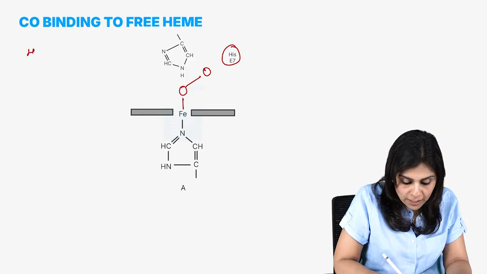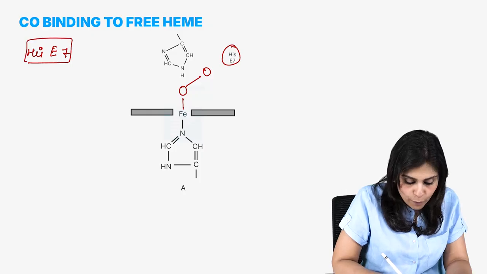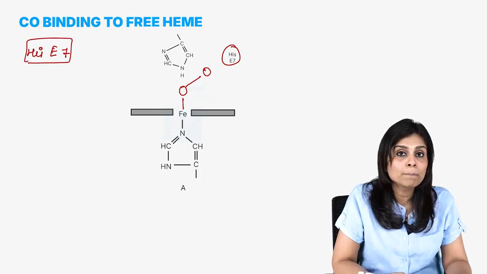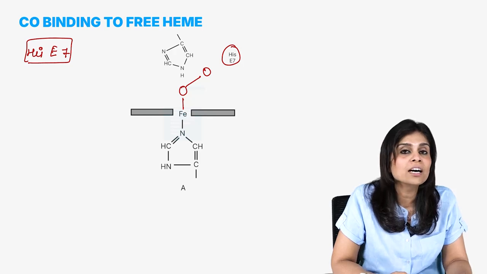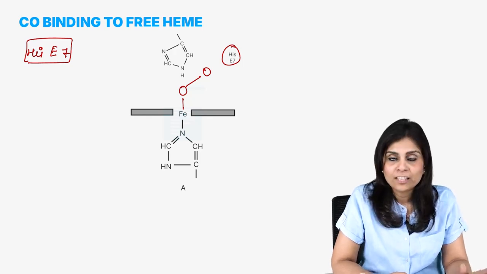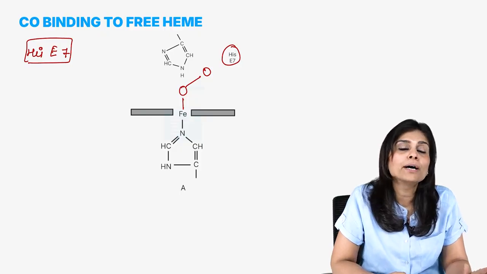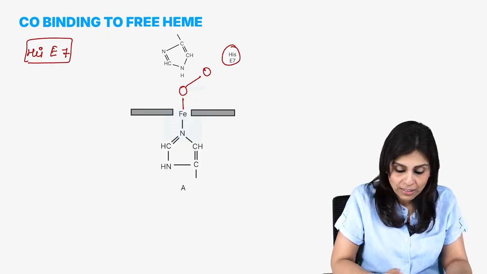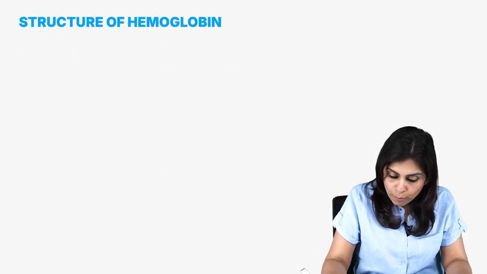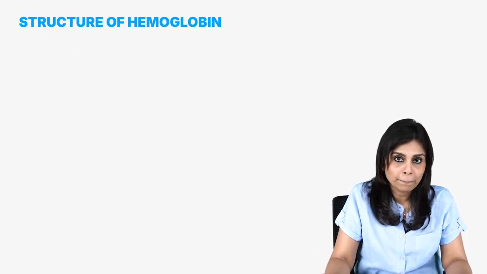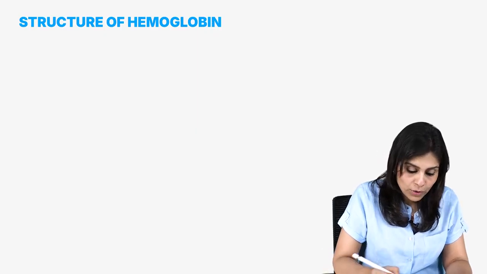So the take-home message for all of you is, histidine E7 is the amino acid which provides the hindered environment because of which we escape from carbon monoxide poisoning. So that's all you need to know about myoglobin, which is a monomer. Let's now try to understand the structure of hemoglobin. What is it that you all know about hemoglobin?